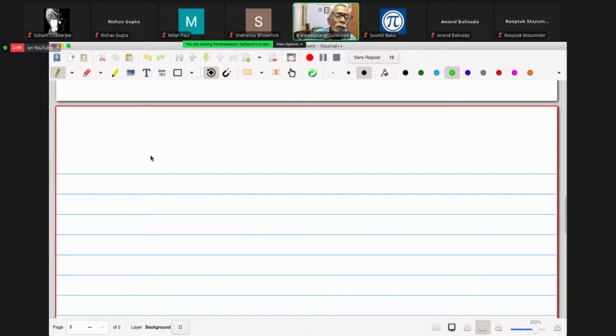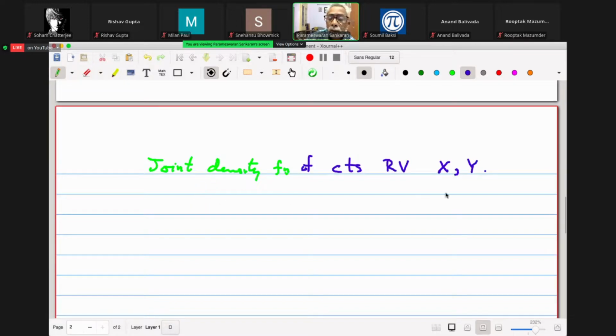Now, I have talked about this several times: the joint density function of continuous random variables. You can have a vector, x1, x2, and so on, but let's just do X comma Y. And you know that the joint density is denoted f_{X,Y} of x comma y.